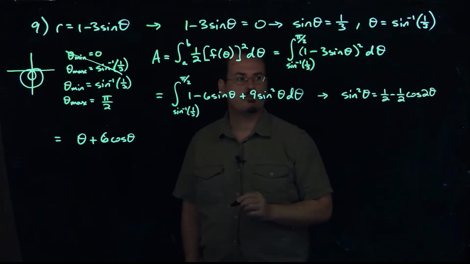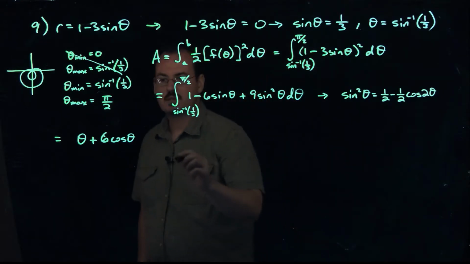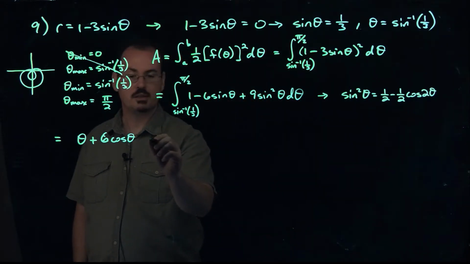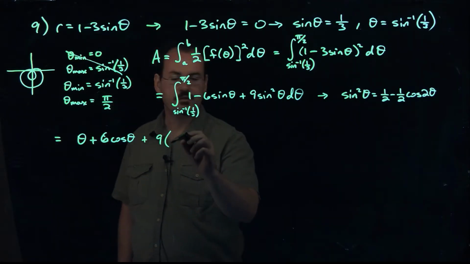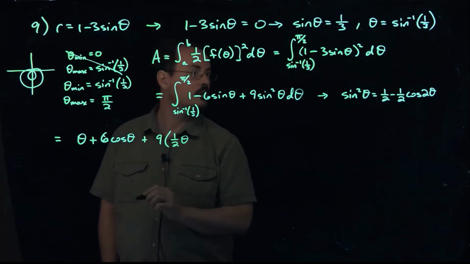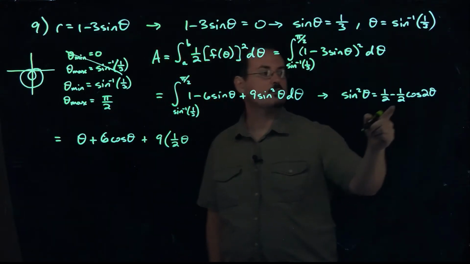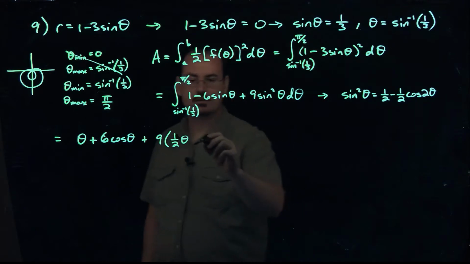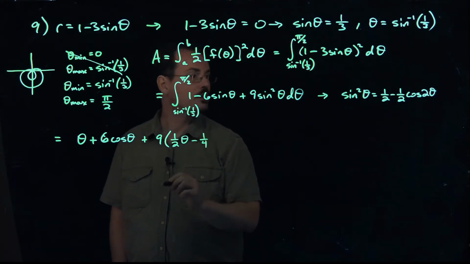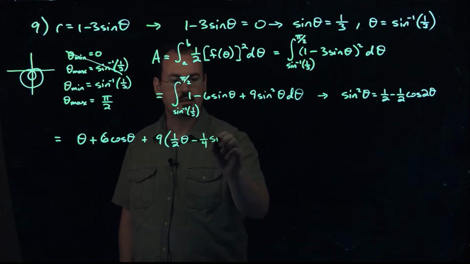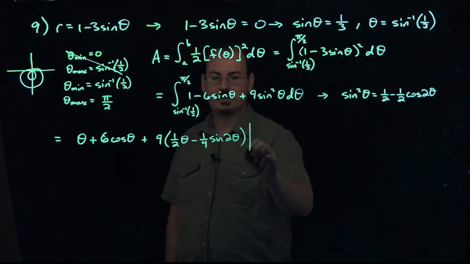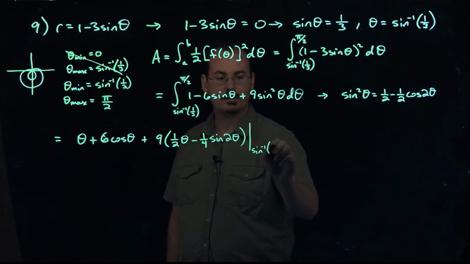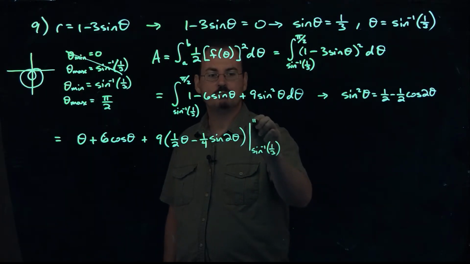Okay, so if I want to find that antiderivative, I'm going to get plus 9 times 1/2 theta. And the antiderivative there is going to be 1/4, so I'll have minus 1/4 sine 2 theta. Okay, and then we want to plug in our two bounds, inverse sine of 1/3 and pi over 2.